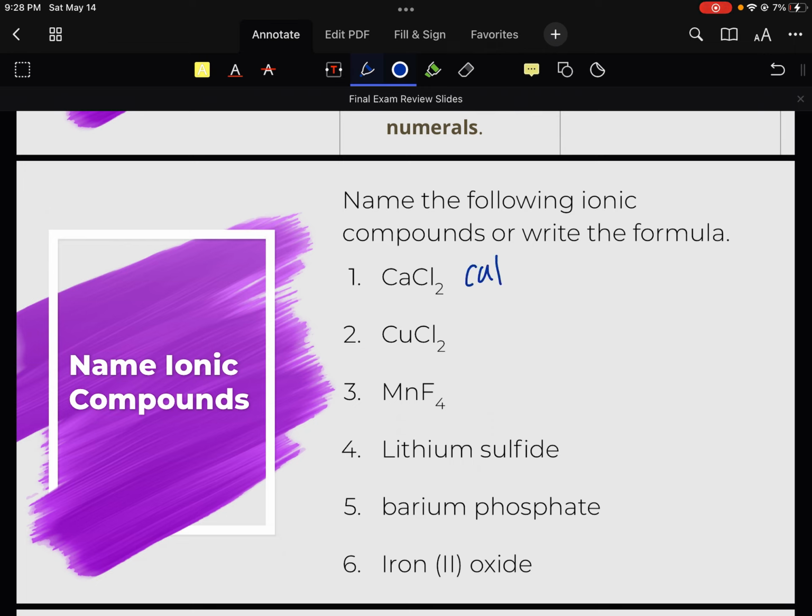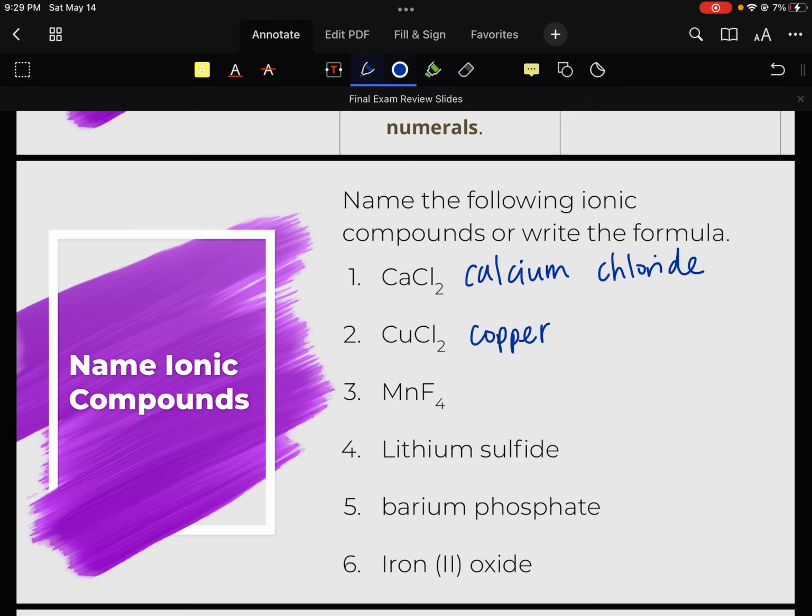Just say the elements. So the first one is calcium. And then I have chlorine, but we know we always change the ending to -ide. Okay. I do need to look at calcium and make sure it only has one option for a charge. And it does. It's only 2+, so I don't need any Roman numerals.